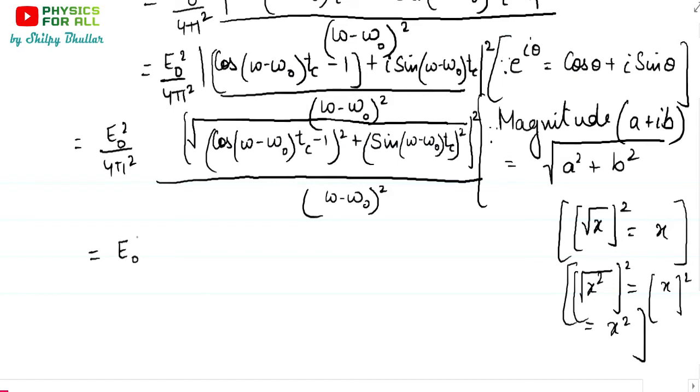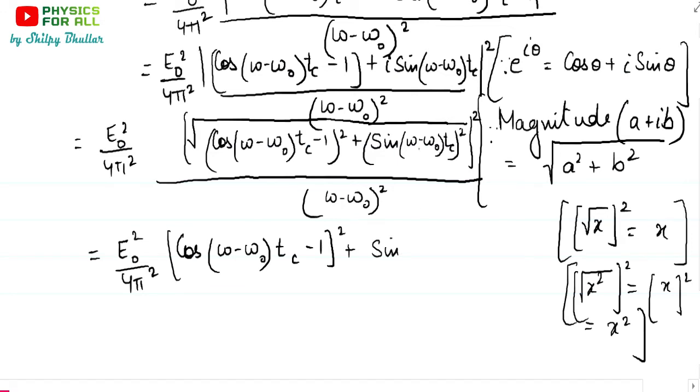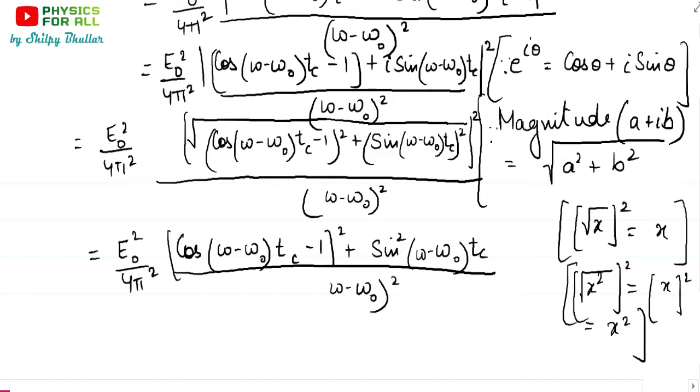So we have now E naught square upon 4 pi square. Then now we can use square brackets because we have used the magnitude and squared it as well. [cos(omega minus omega naught)tc minus 1] whole square plus [sine(omega minus omega naught)tc] whole square. So that becomes sine square (omega minus omega naught)tc upon (omega minus omega naught) whole square.